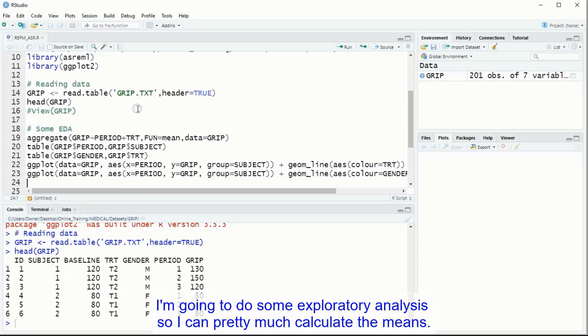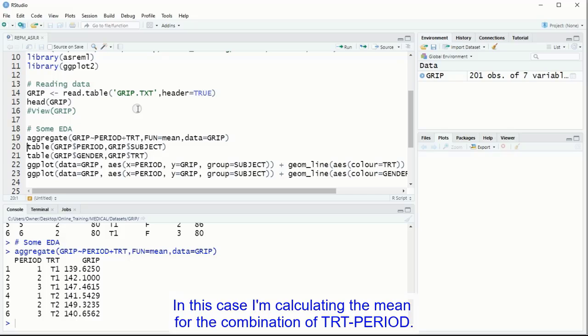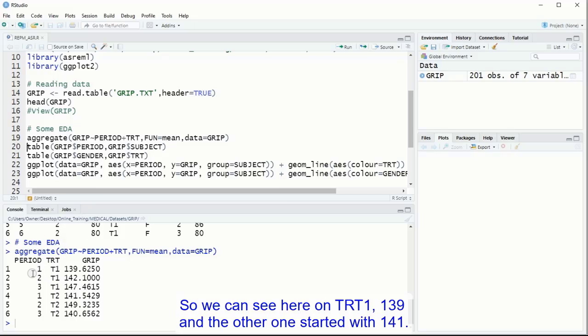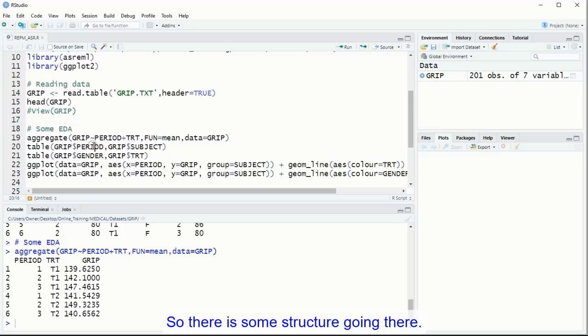I'm going to do some exploratory analysis so I can calculate the means. In this case, I'm calculating the mean for the combination of treatment and period. So we can see here on treatment 1, 139, and the other one started with 141. 142, 147 seems to go up, and this 149, 140, and then seems to go down. So there is some structure going on there.